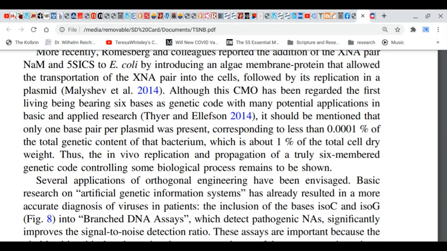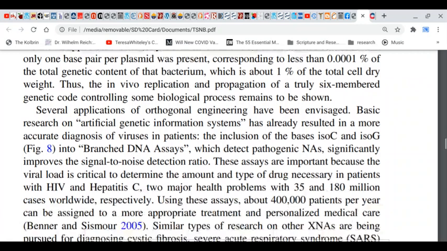Thus, the in vivo replication and propagation of a truly 6-member genetic code controlling some biological process remains to be shown. Several applications of orthogonal engineering have been envisaged.